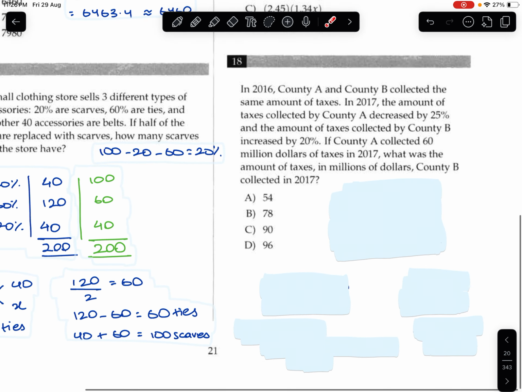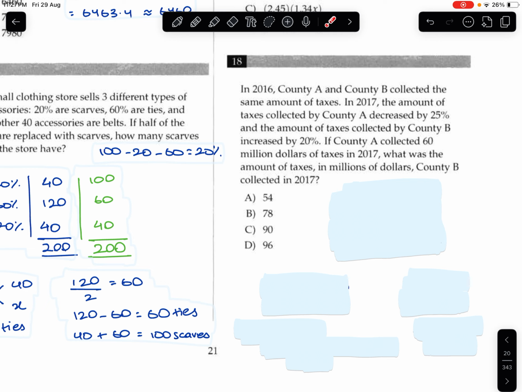Question 18. In 2016, County A and County B collected the same amount of taxes. In 2017, the amount of taxes collected by County A decreased by 25%, and the amount of taxes collected by County B increased by 20%. If County A collected $60 million of taxes in 2017, what was the amount of taxes in millions of dollars County B collected in 2017?